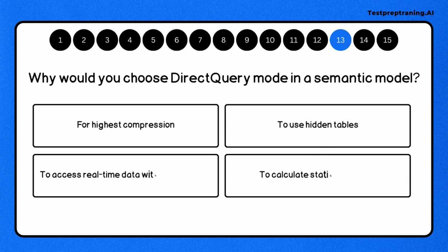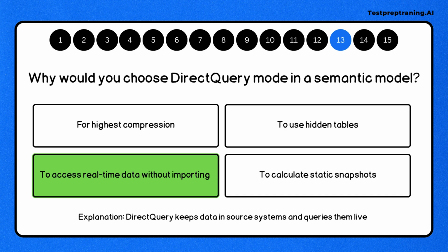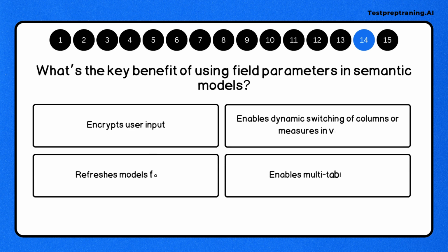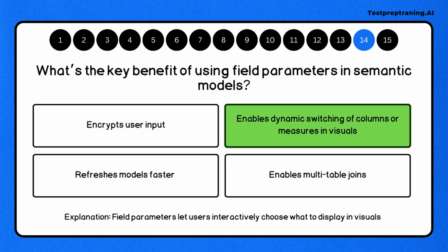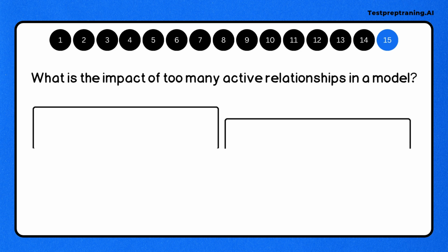Question 13. Why would you choose direct query mode in a semantic model? Correct answer is to access real-time data without importing, as direct query keeps data in source systems and queries them live. Question 14. What's the key benefit of using field parameters in semantic models? Correct answer is enables dynamic switching of columns or measures in visuals, as field parameters let users interactively choose what to display in visuals.